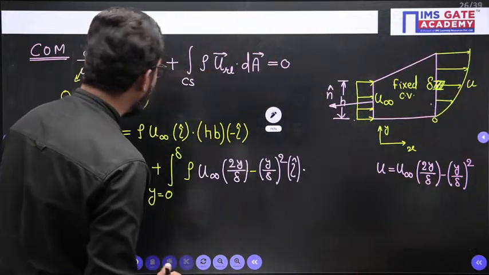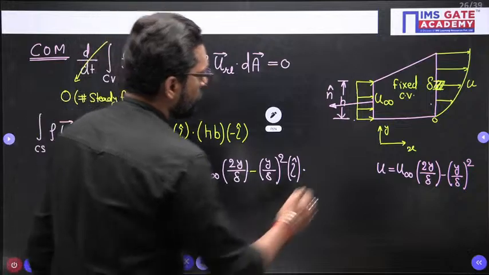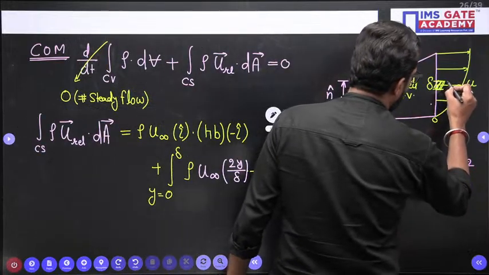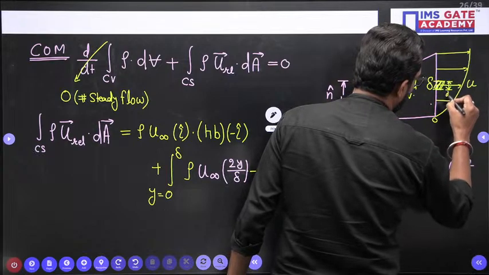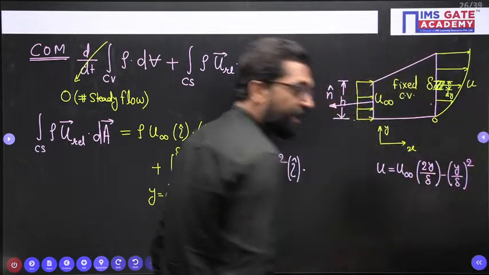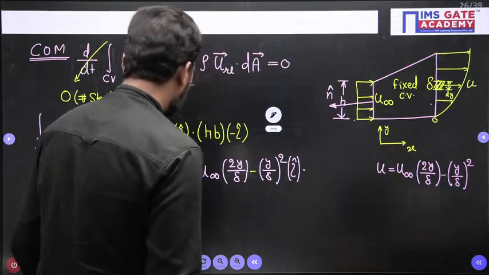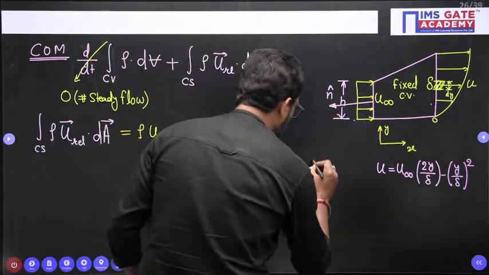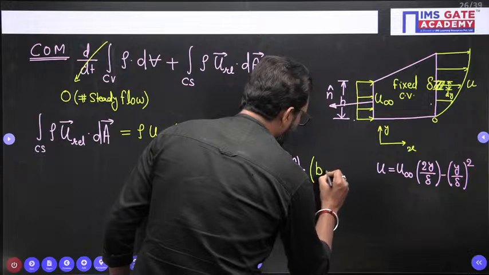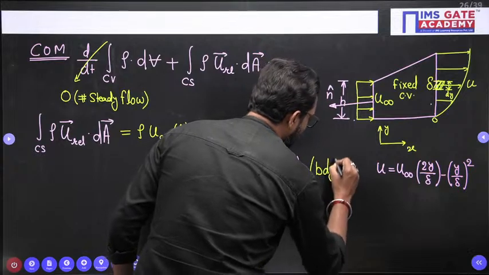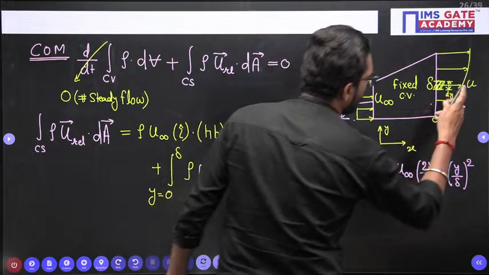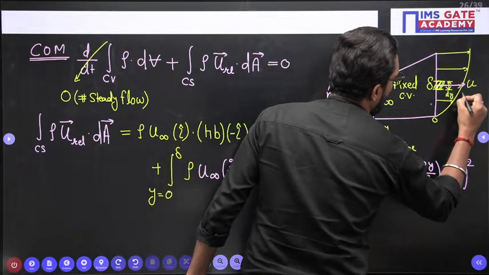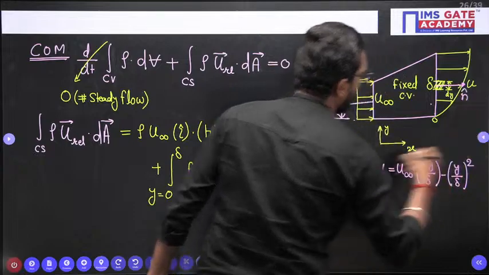So what is the area here? Let's suppose this is a dy. This gate has a dy, and this is your b. So b into dy, and this is your positive i. Why? Because in this one there is an outward n cap. Clear? This is your positive.